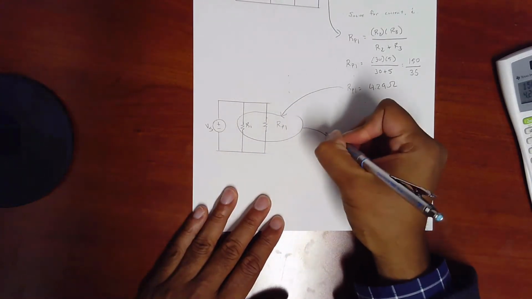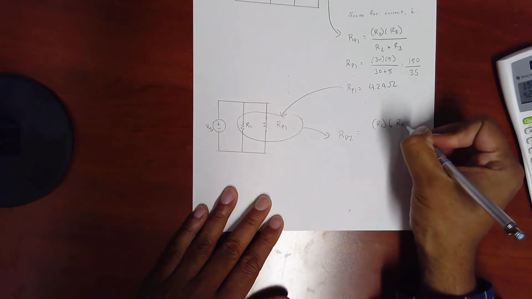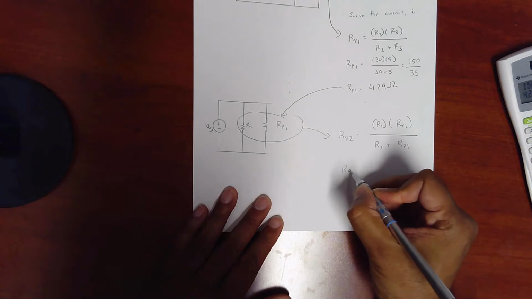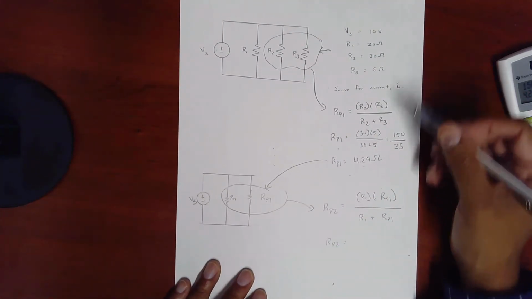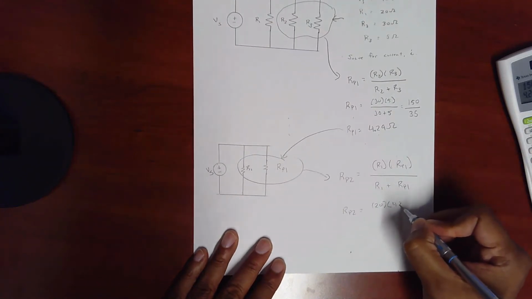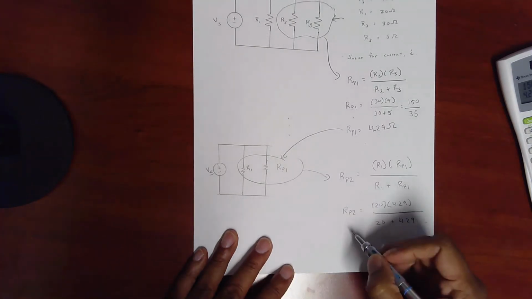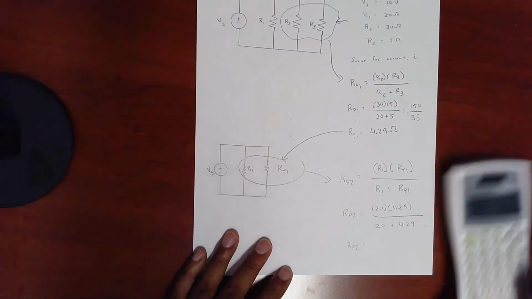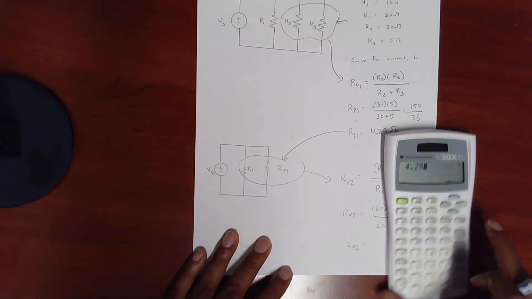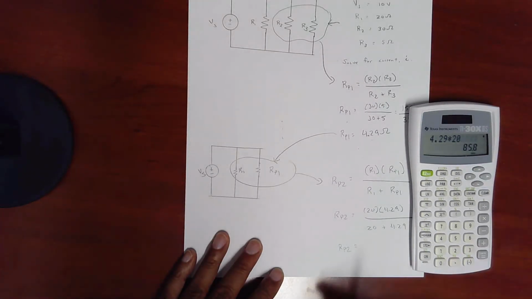We'll call this RP2, which is R1 times RP1 over R1 plus RP1. R1 is 20, so 20 goes here, and RP1 is just 4.29, plus 4.29. So RP2 is equal to what? 4.29 times 20, divided by 24.29.